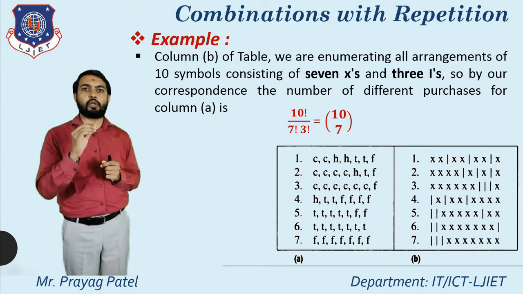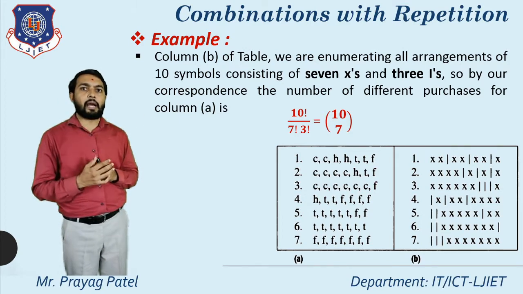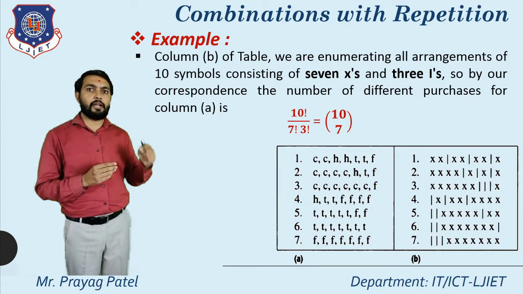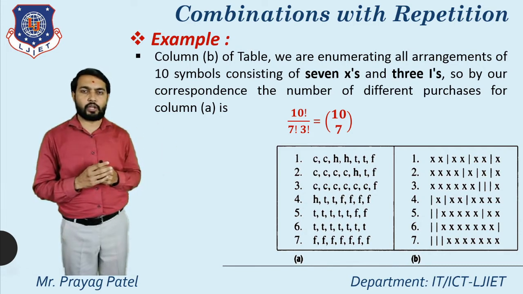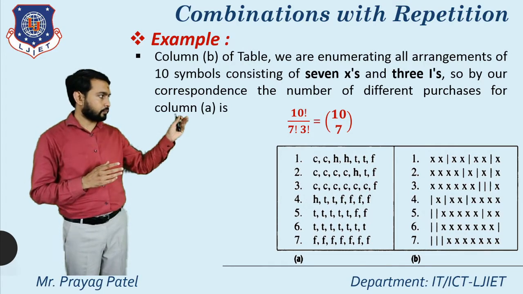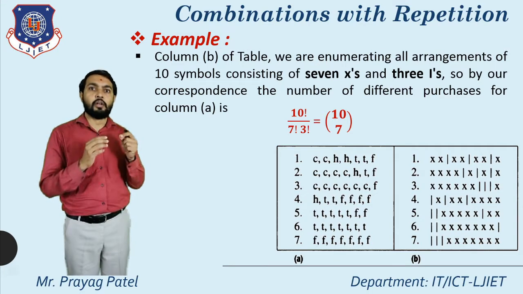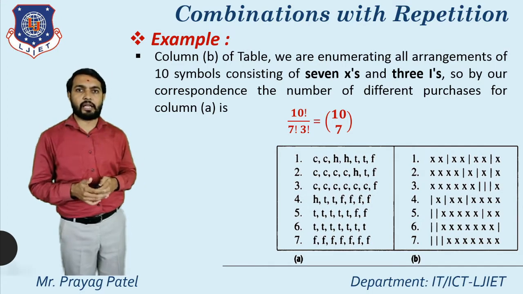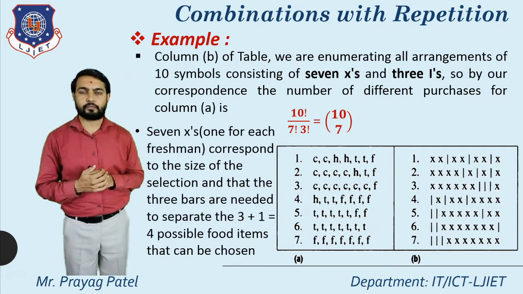So the total is equal to 10 factorial, N equal to 10, divided by 7 factorial into 3 factorial, that is R factorial into N minus R factorial. So using this equation we find 10 factorial divided by 7 factorial into 3 factorial is equal to 10C7. That means this result is considered equivalent to 10C7.